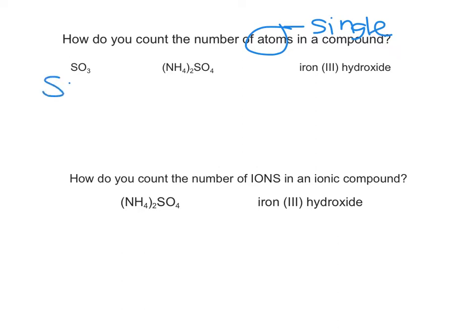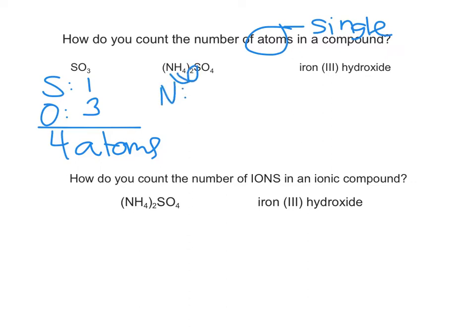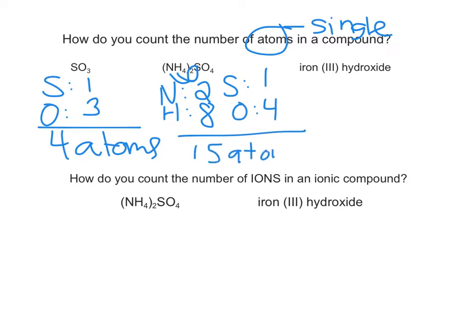So SO3, or sulfur trioxide, has 1 sulfur and 3 oxygens, and so that has a total of 4 atoms. The next example, ammonium sulfate. This 2 on the outside would be distributed. And once again, if we're asking you about atoms, we want you to break down into specific elements. So distributed, we have 2 nitrogens, 8 hydrogens, 1 sulfur, and 4 oxygens, which would make a total of 15 atoms.